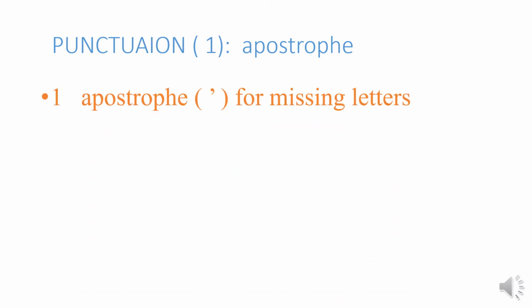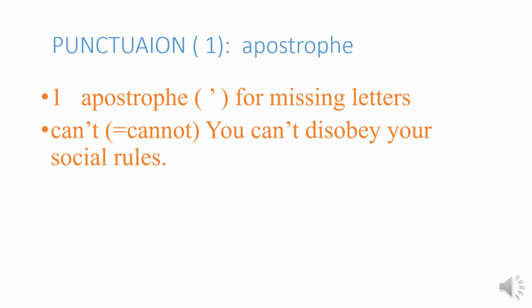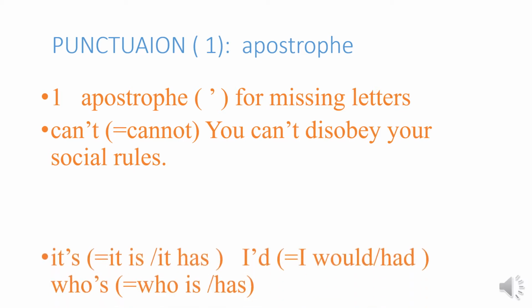Firstly, we use apostrophe for missing letters. Apostrophes show where we have left letters out of a contracted form, as for example, can't, cannot. The example is: you can't disobey your social rules.